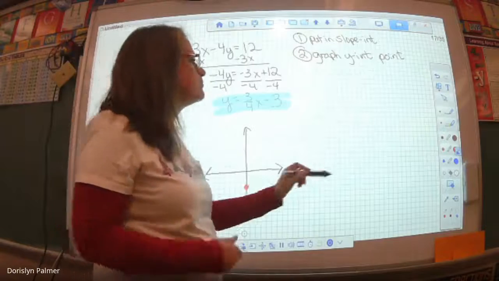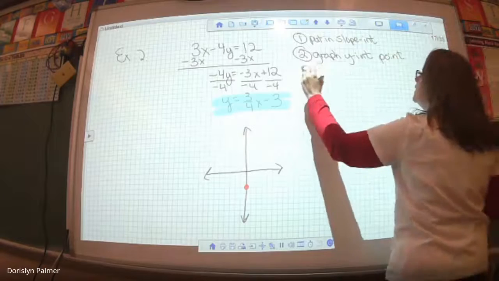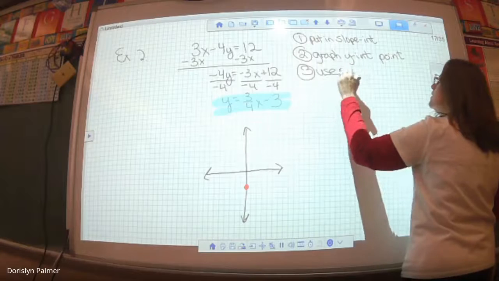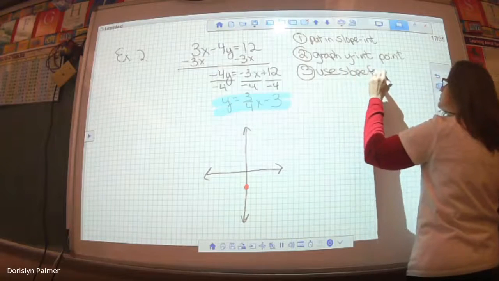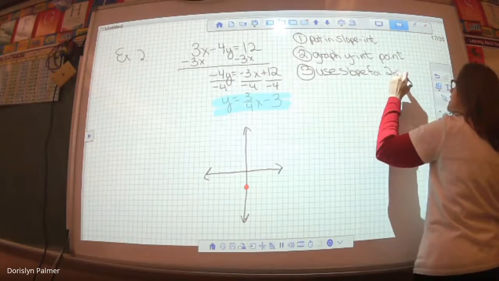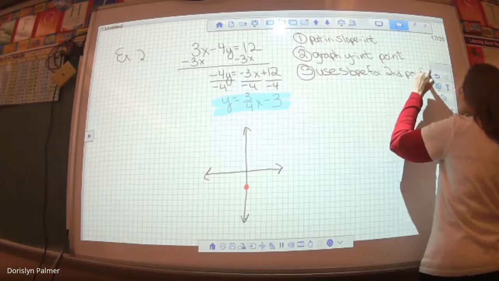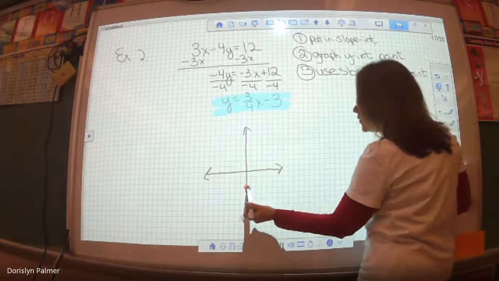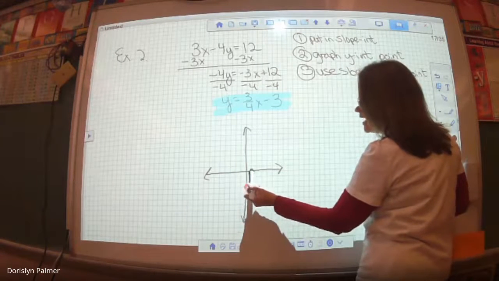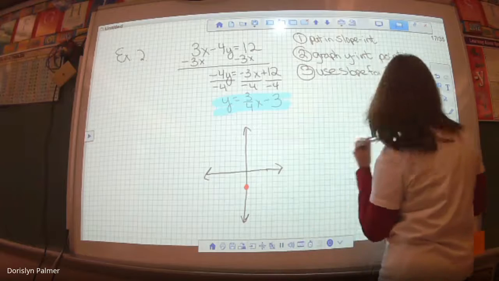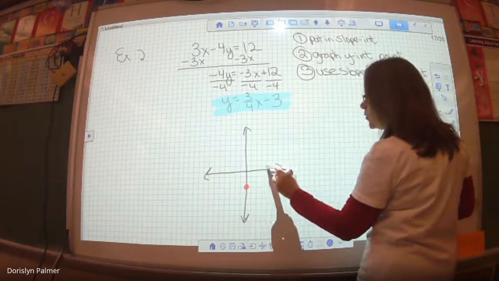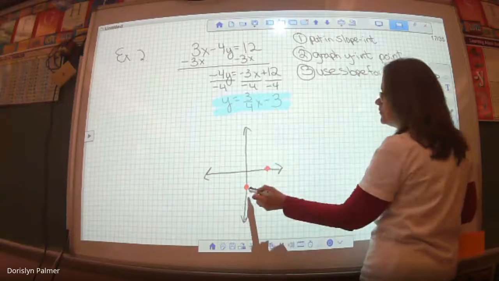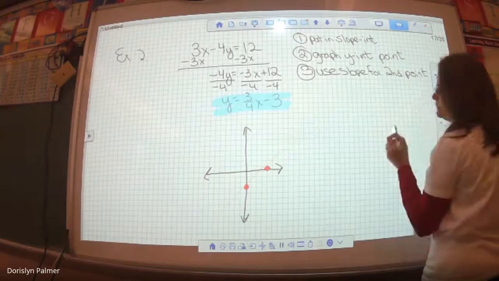Now I'm going to graph my slope point. So use slope for second point. All right, my slope is 3/4. It's positive. Rise up, run out. So rise up 3, out 1, 2, 3, 4. Okay, rise up, run out. Rise up 3/4.